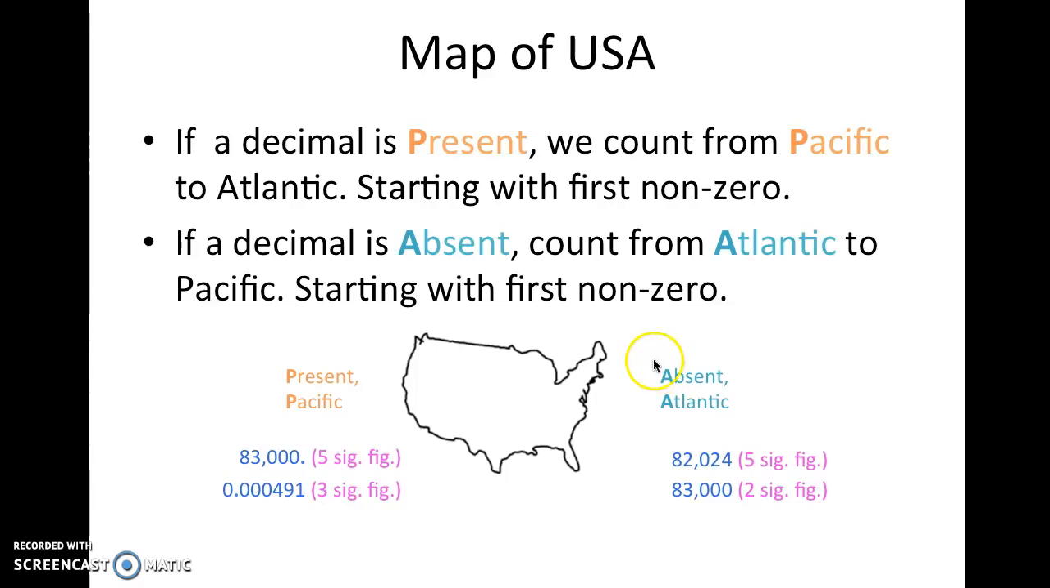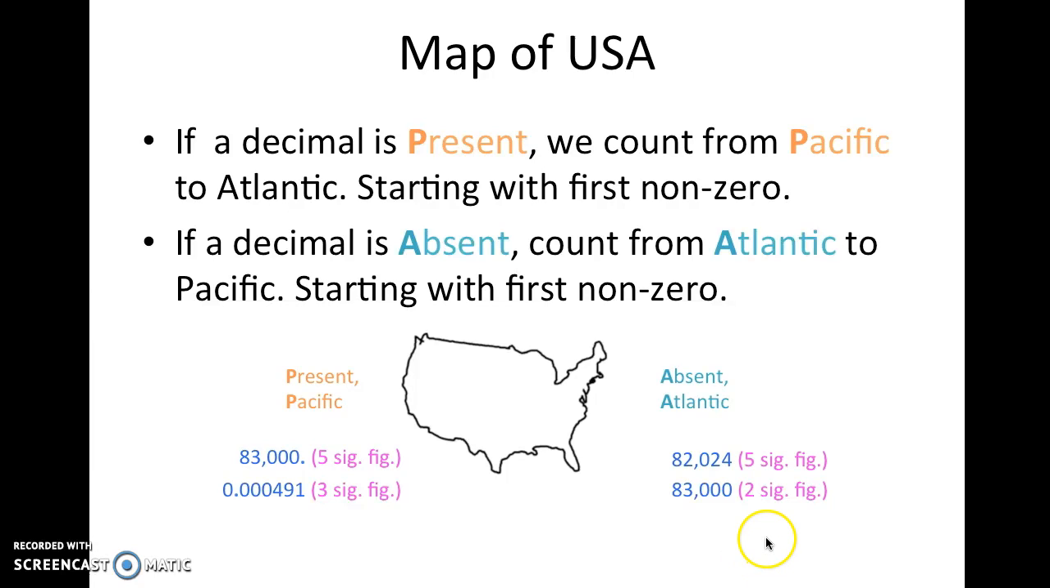Now in the case where the decimal place is absent, there's no decimal place, we are going to count from the Atlantic to the Pacific. So here we have this example. Notice there's no decimal place. So in this case, I'm going to start at the Atlantic side. The first digit that I see starting on the Atlantic side, and I want to count over, is a 4. That's a non-zero digit, so I can start there. And 1, 2, 3, 4, 5.